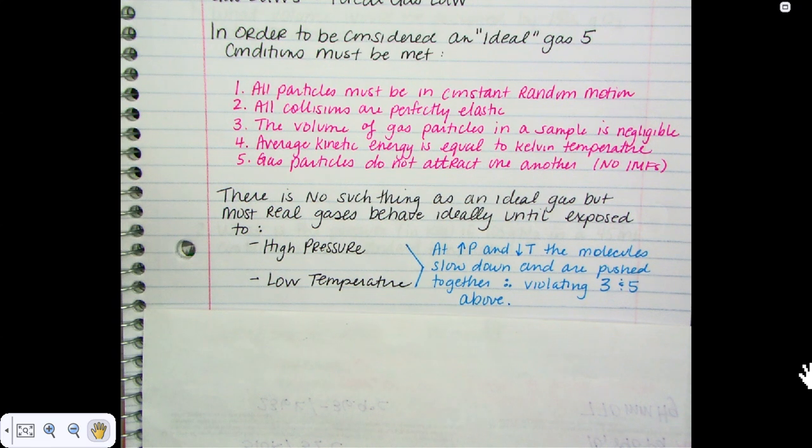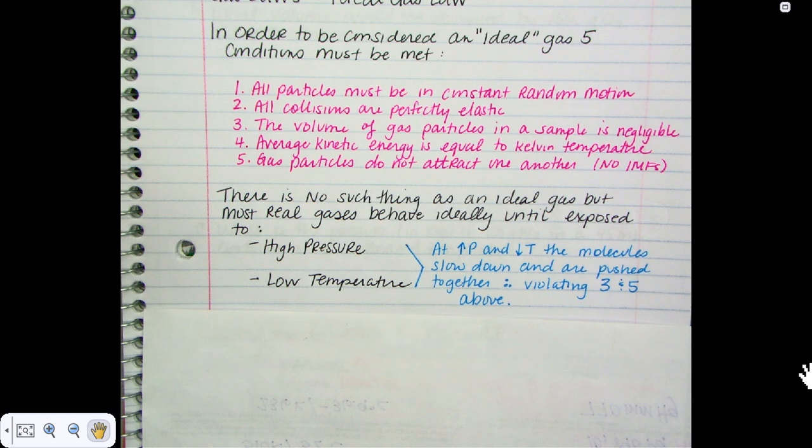When they are put into high pressure and forced together, the volume of the individual gas particles is for sure going to start to have an effect. You can't just ignore that volume when it's starting to condense. And then as temperature decreases, your molecules are going to slow down, and as they slow down, they do start to demonstrate intermolecular attraction.